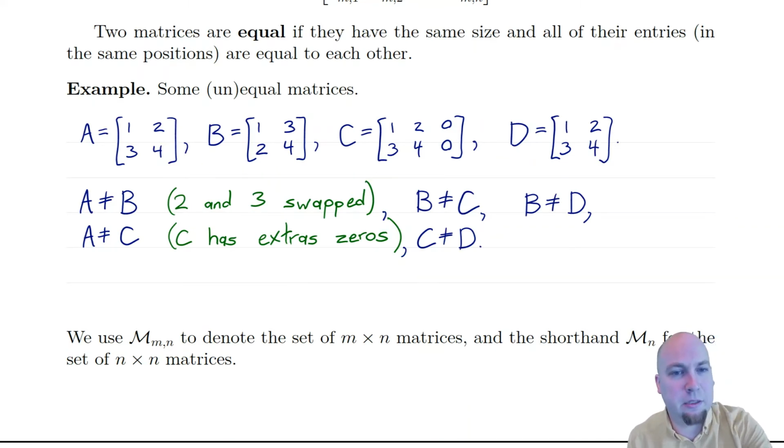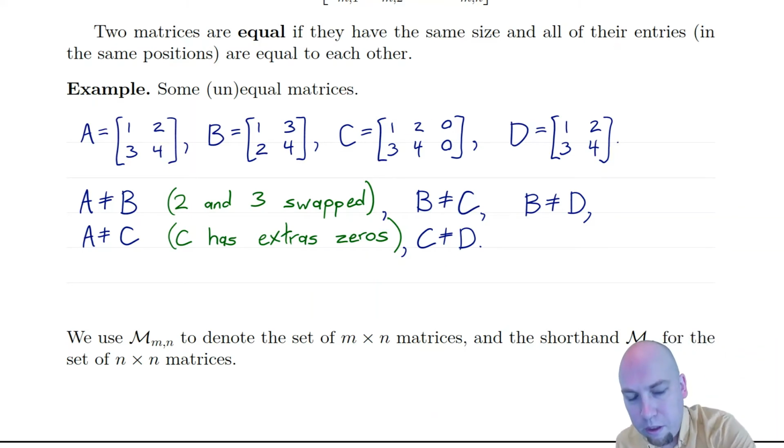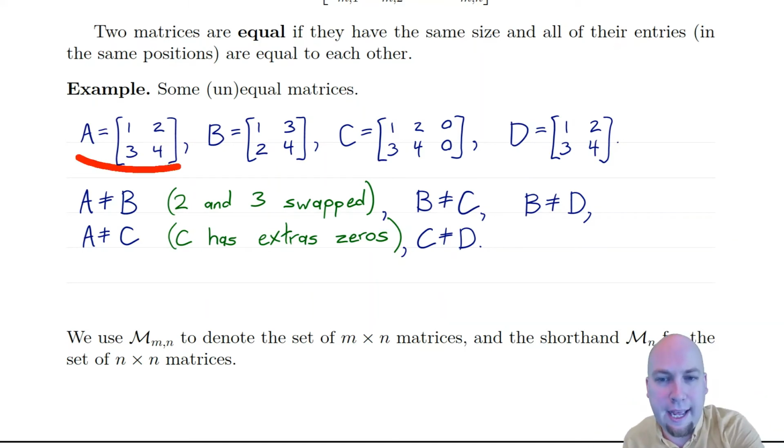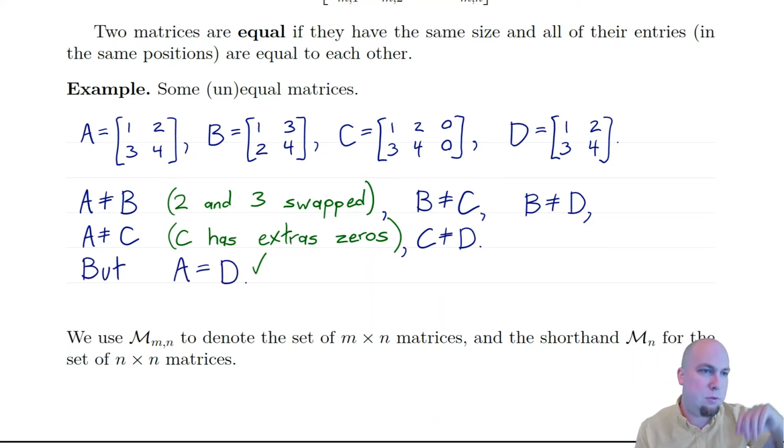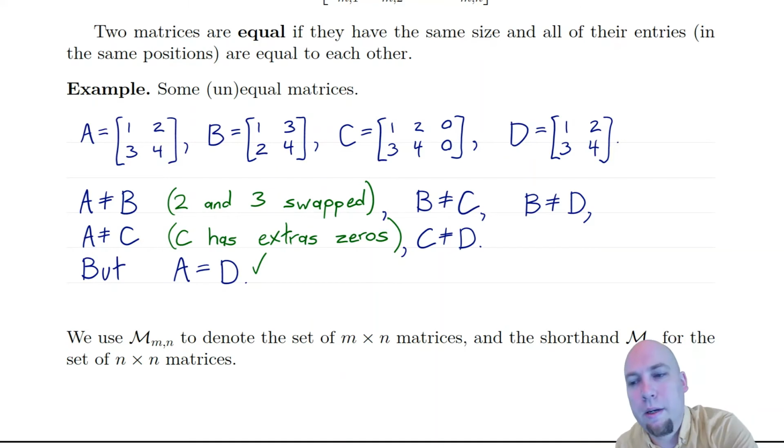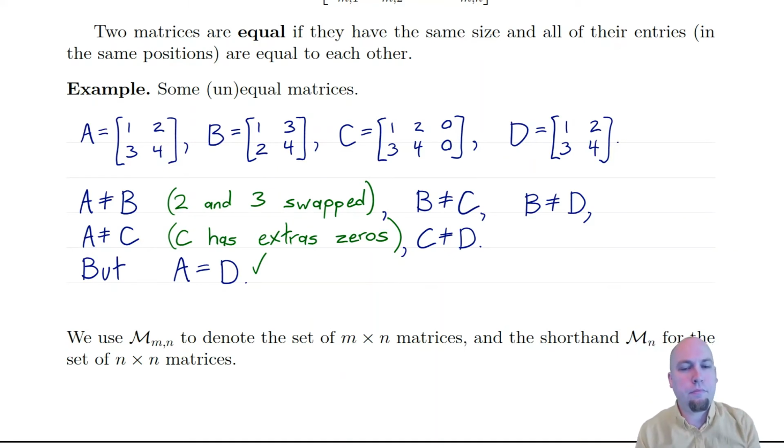And then lots of other pairs are not equal to each other for the same or similar reasons. B and C are not equal to each other, since the entry up here is not the same as the entry up here, and so on. B does not equal D, C does not equal D. You can check those on your own. There is one pair that's equal to each other, and it's the obvious pair: A equals D, because they're both 2 by 2 matrices, and the entries are 1, 2, 3, 4 in that order. They're all in the same spot, so great. A equals D, and that's the only pair where equality happens in this example.